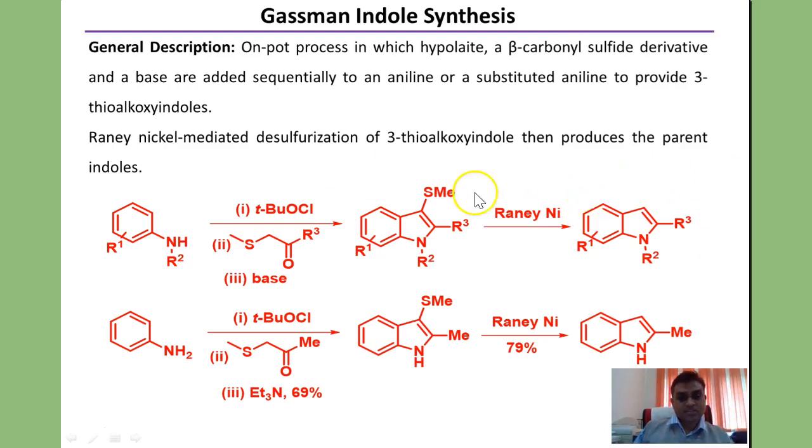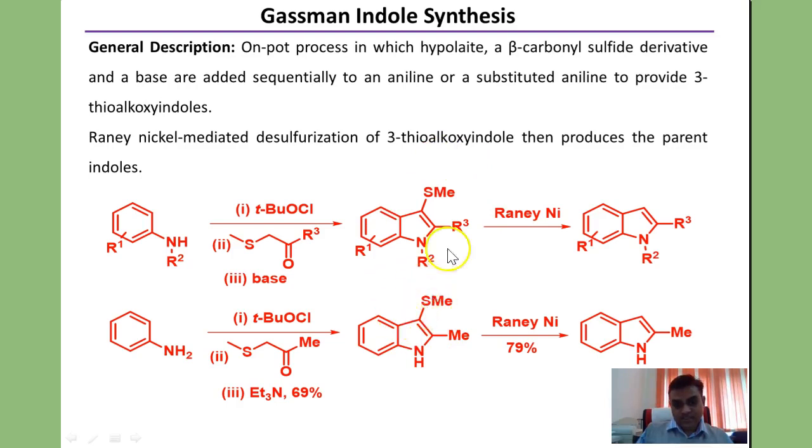Now the next methodology is again based upon a pericyclic reaction. It is called the Gassman indole synthesis. In the Gassman indole synthesis, there is a sequential addition of tertiary butyl hypochlorite, then a beta-ketosulfide, as well as a base. So there is a sequential addition of these three components to the aniline to form a 3-thioalkoxy indole. Here is an example given: a 69% yield of the thioalkoxy 2-methyl indole is formed here.